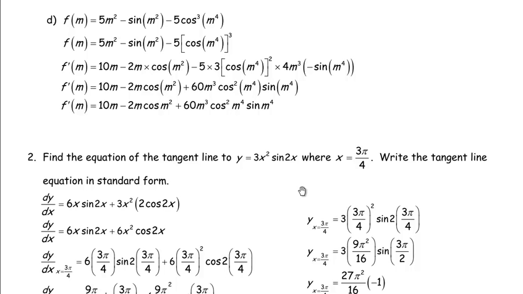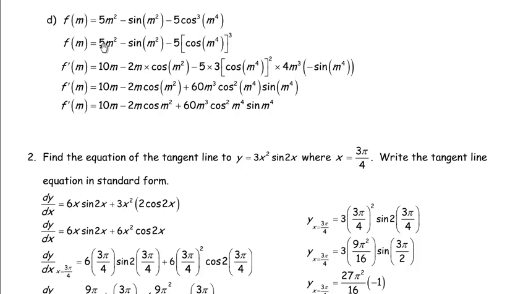In question D for number 1, we're given this f of m function. It's 5m squared minus sine of m squared minus 5 cos cubed m to the 4th. And so we've got several parts here. So before I get into differentiating though, I'm just going to write this cos cubed function as cos of m to the 4th, and that means it's cubed. So that's just rewriting this function. Differentiation doesn't start till this line.